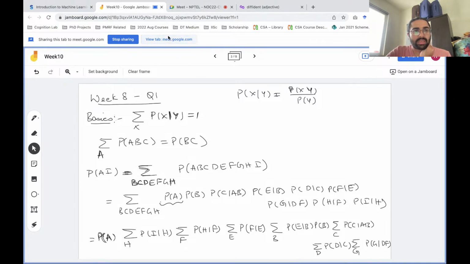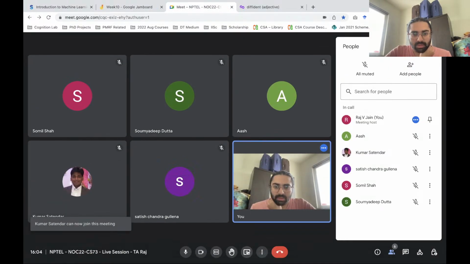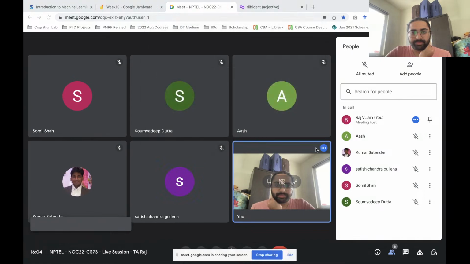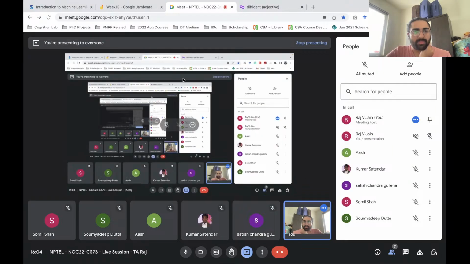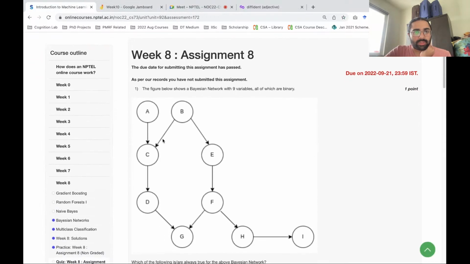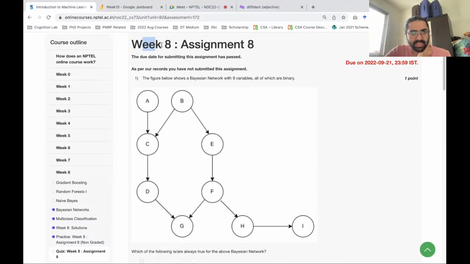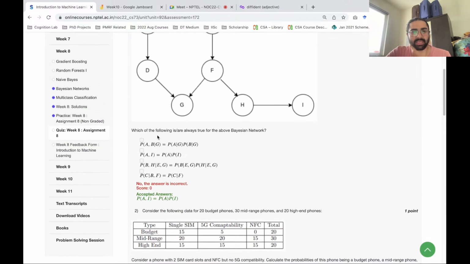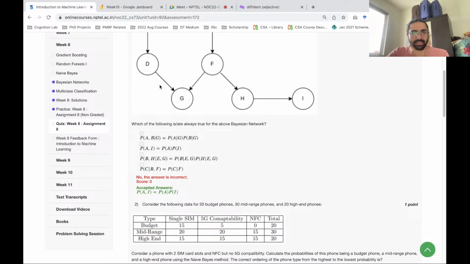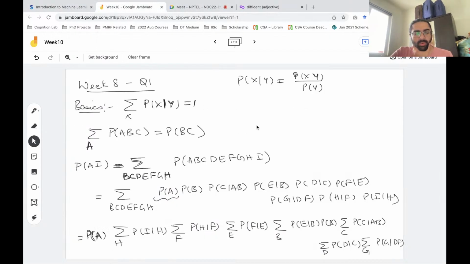Actually, let me just share my screen though. Yes, so we had a question like this. We have a Bayesian network. The first question of your week 8 assignment, and we're saying that all of them are binary in nature, and we're asking which of the following are true. To answer these types of questions, there are multiple ways to do it. What I find a bit more grounded is that we can use basic probability rules to come up with some solutions for this set of problems.